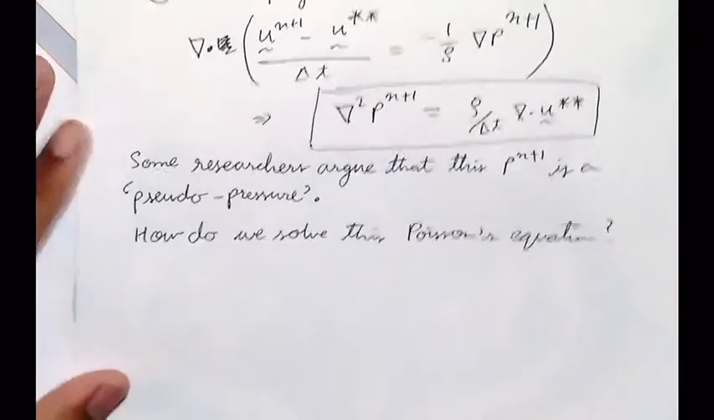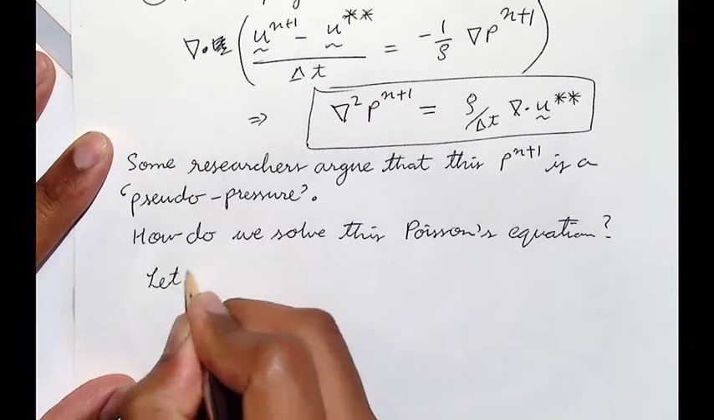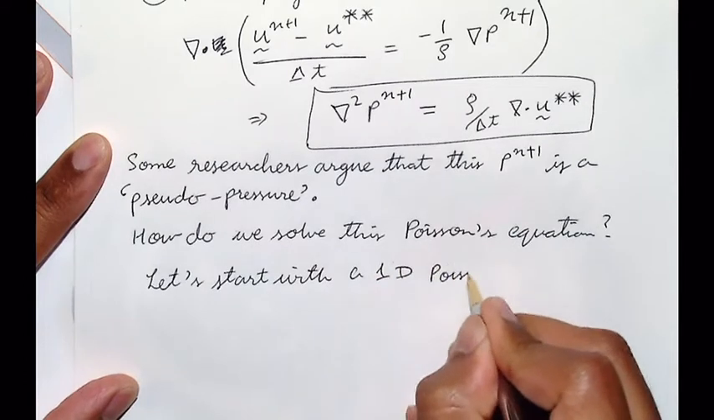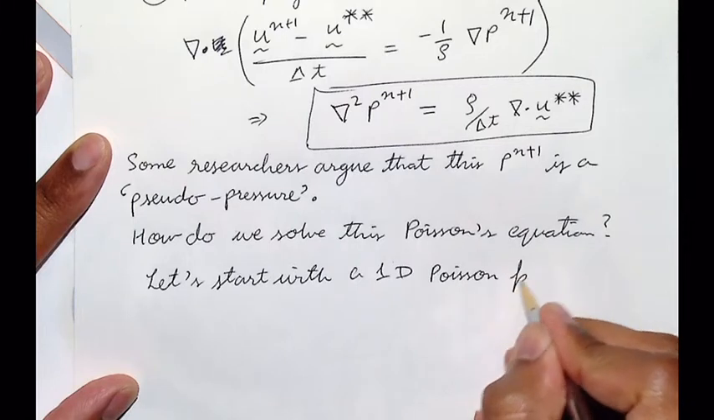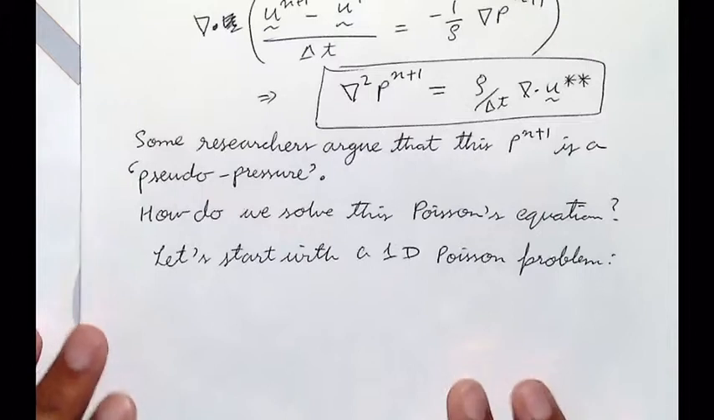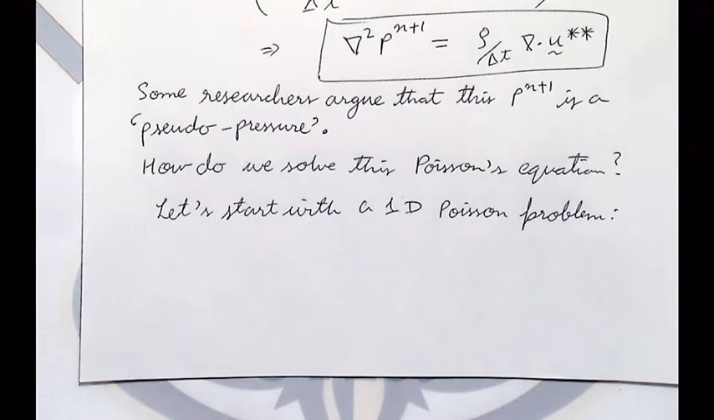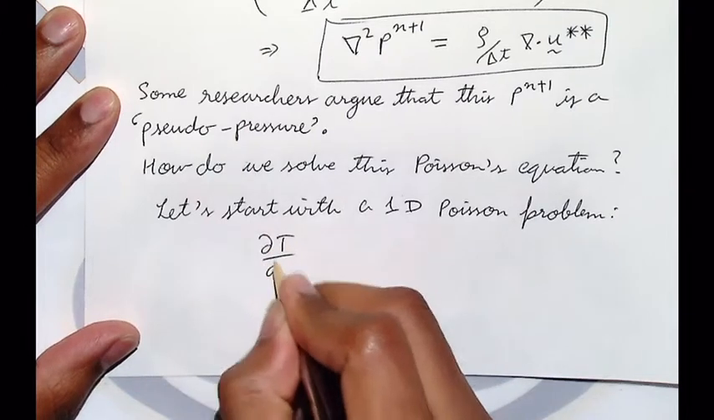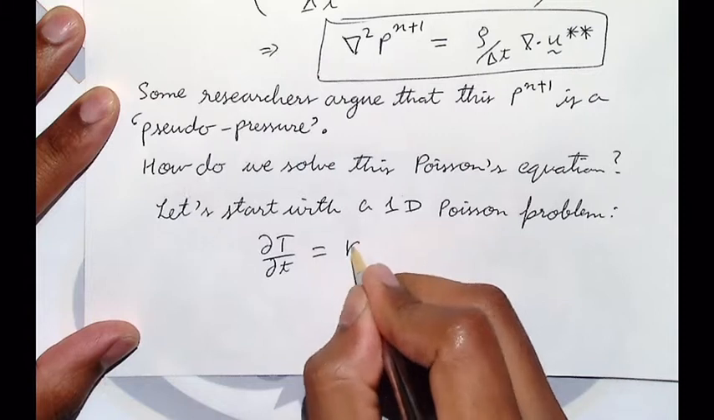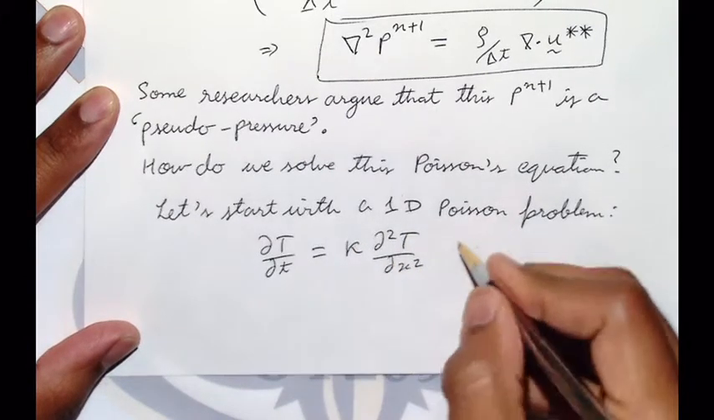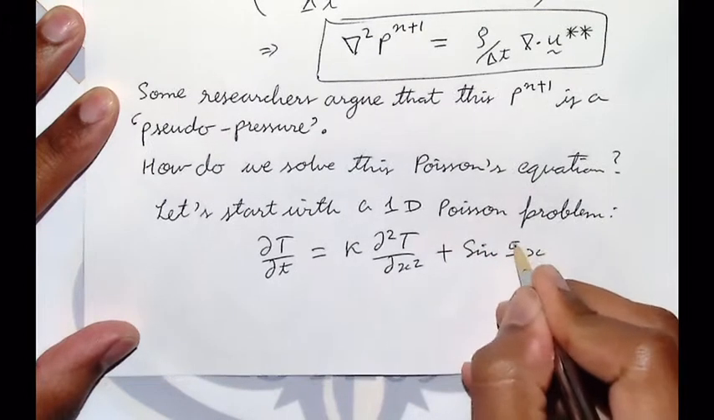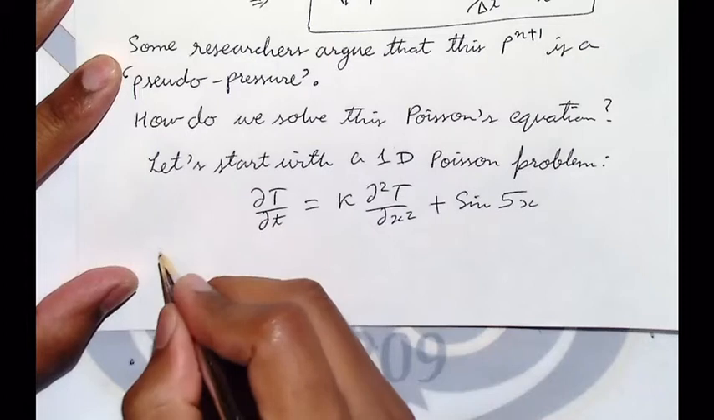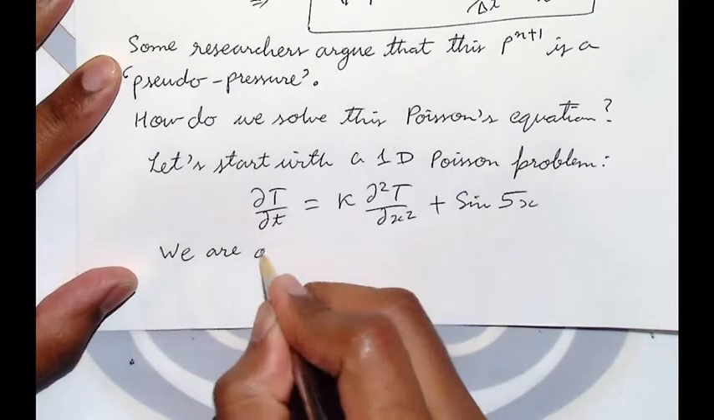So let's actually start with a 1D Poisson's equation. Let's start with 1D Poisson problem. Okay. And I will take the same problem that you have been solving in your homework. Let's see. We will say del temperature over del time equals kappa, plus sine 5x, I think sine 5x is what you have. Okay. But now we will say we are interested only in this. We are only interested in the steady state solution.